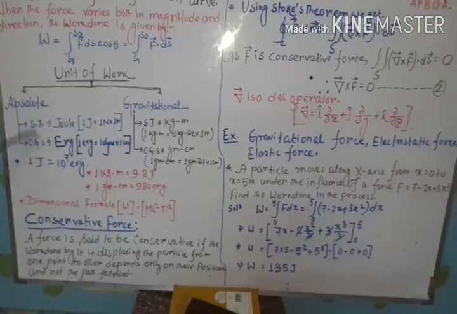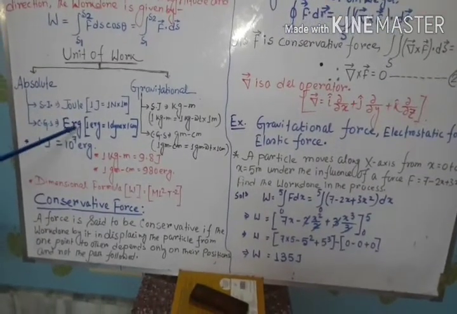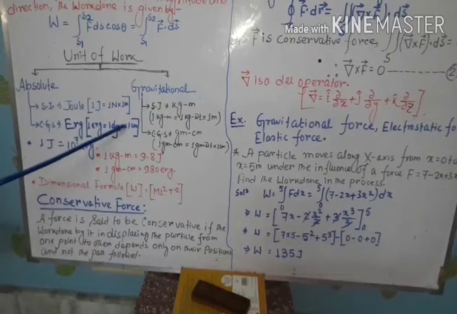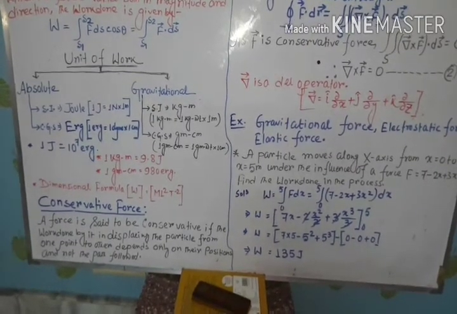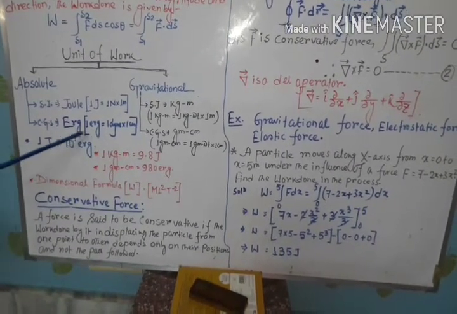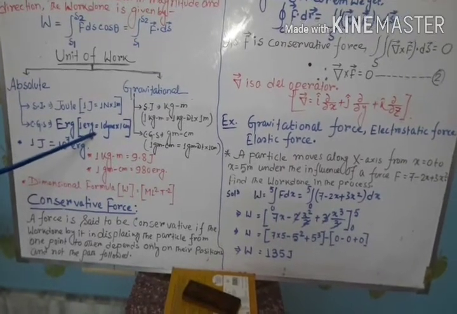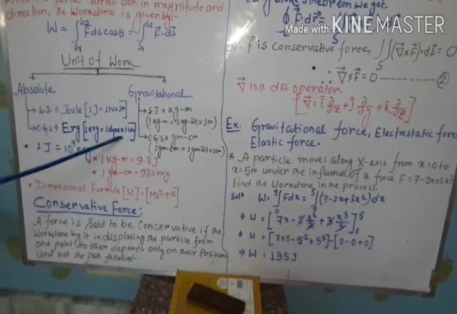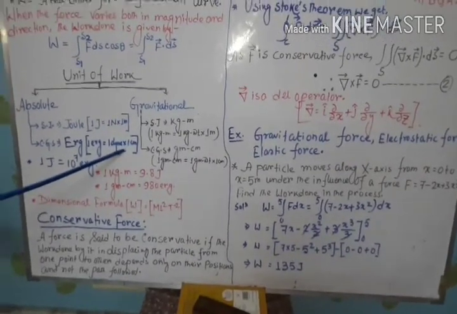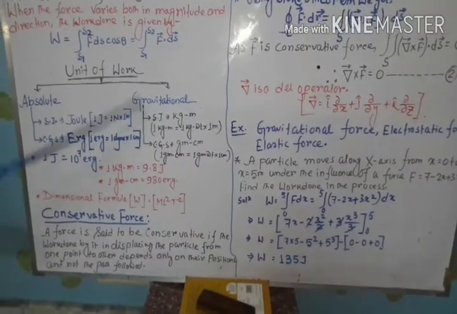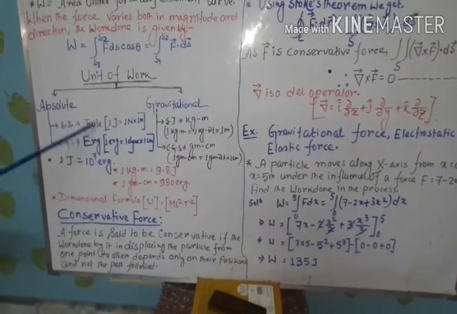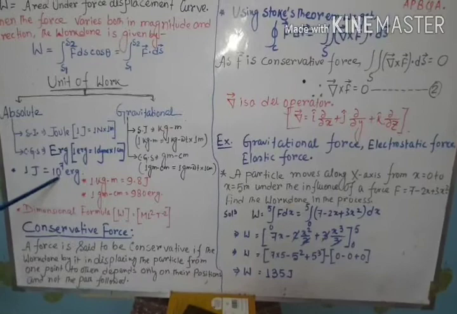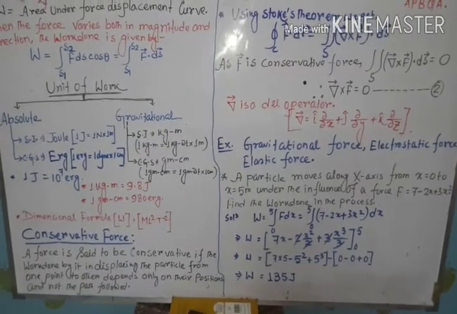Now the CGS absolute unit of work is erg, and mathematically 1 erg = 1 dyne × 1 centimeter. So 1 erg of work is said to be done by a force whenever a force of 1 dyne acting on a body gives a displacement of 1 centimeter. Now there is a relation between this joule and erg. The relation is 1 joule = 10^7 erg.